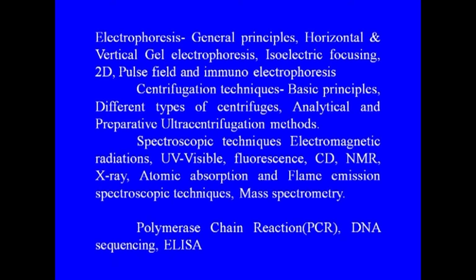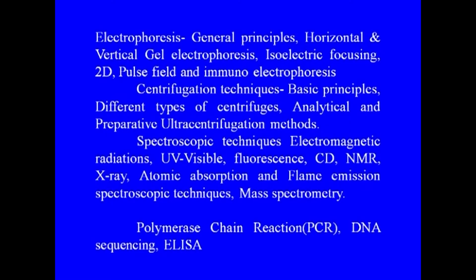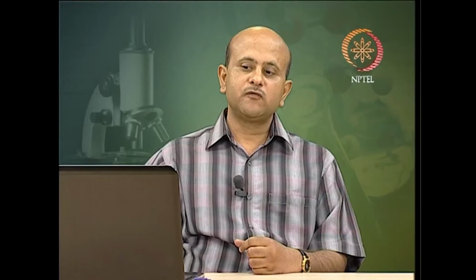Then in spectroscopic techniques, we will be dealing with basic concepts, then UV visible, fluorescence, CD, NMR, X-ray, and atomic absorption and flame emission spectroscopy. Also, here mass spectrometry will be discussed. Other techniques which are going to be discussed, which are advanced techniques, are polymerase chain reaction, advanced DNA sequencing methods, and ELISA. So, we will start with our first topic, that is microscopy.